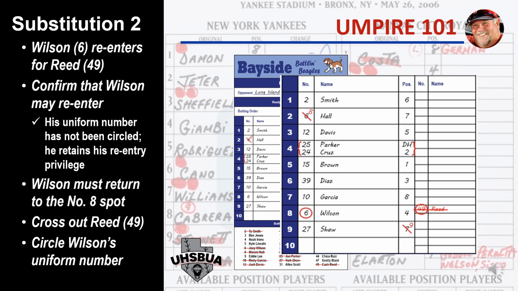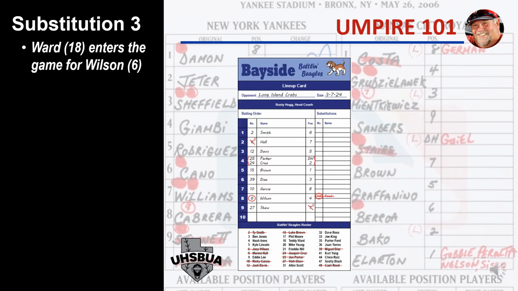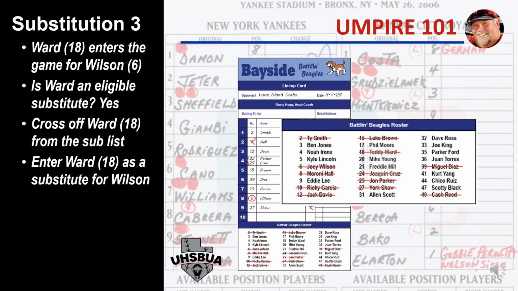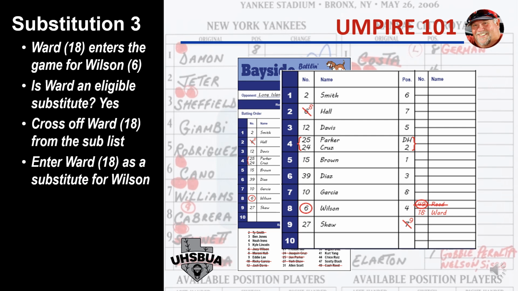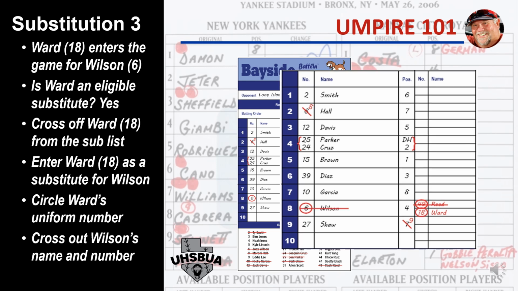The circle also indicates that Wilson has used his re-entry privilege and cannot re-enter if replaced a second time. Now let's substitute number 18, Ward, for number 6, Wilson. Again, we see that number 18, Ward, is listed as an available sub, so we cross out his name on the roster and enter his name and uniform number as a substitute. Because he is a sub, we will circle his uniform number. Then we cross out number 6, Wilson, in the batting order to show that he is now out of the game and cannot re-enter.